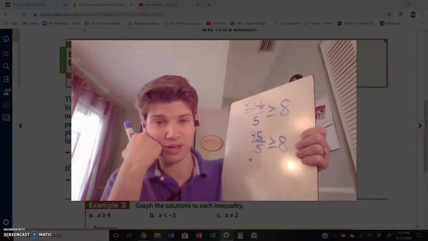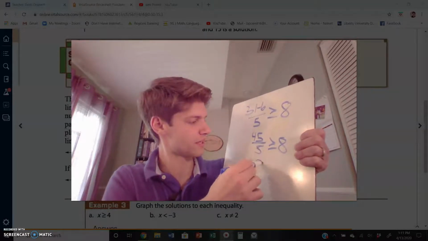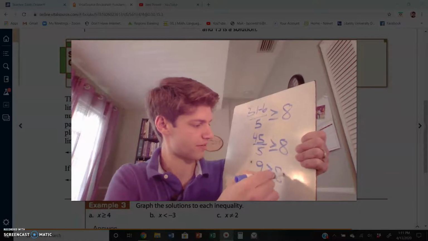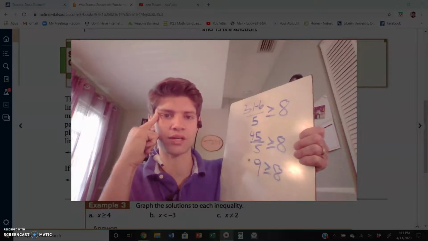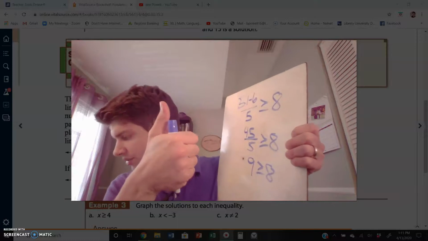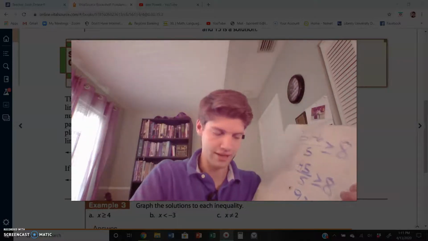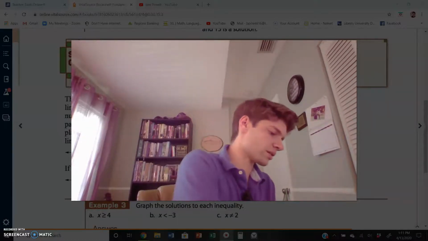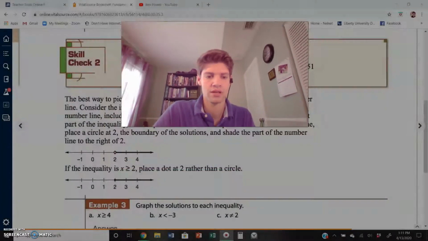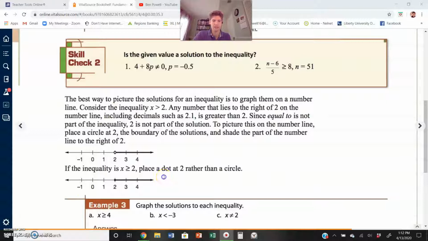45 divided by 5. What times 5 is 45? 9 times 5 is 45. Is 9 greater than or equal to 8? Yes. So our answer is yes. You should have gotten that for number 2. Let's look at the last examples. If I can pull up my paper here.